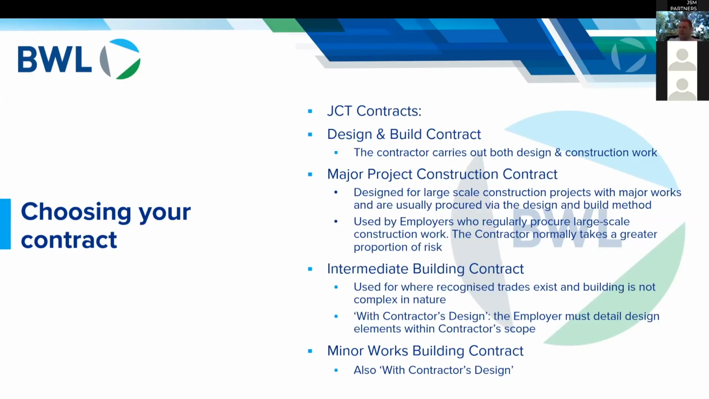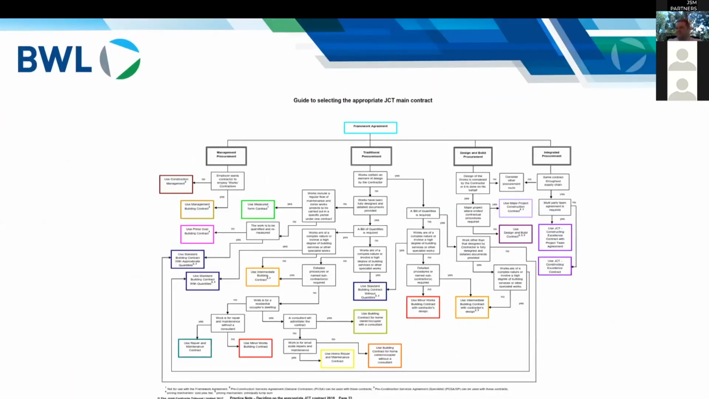So on the next slide, and granted, this is probably not the easiest slide to see unless you've got a big screen with this presentation on, but these are the contract families within the JCT world. So at the top, you'll see it says framework agreement within a turquoisey coloured outline, and you'll see throughout this slide that you'll see different coloured boxes.